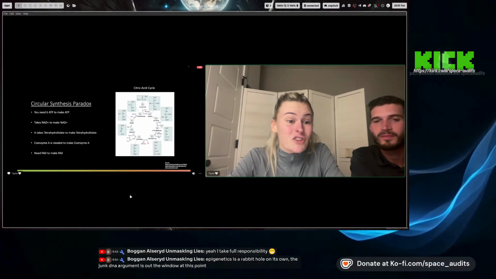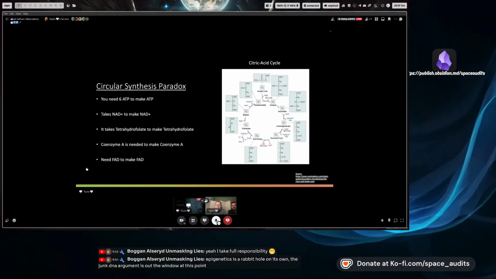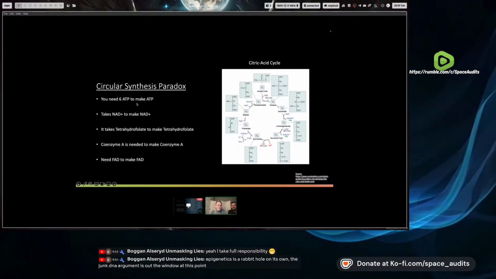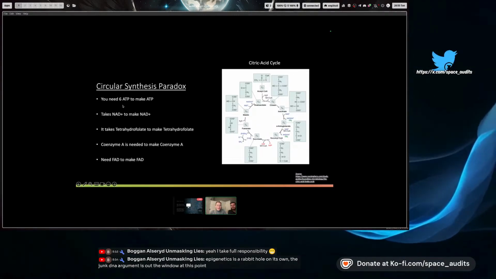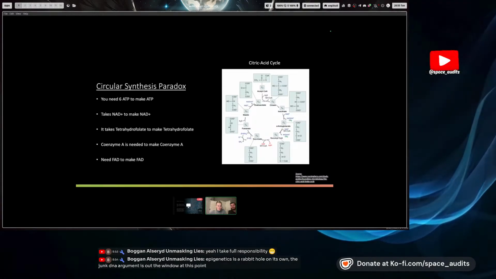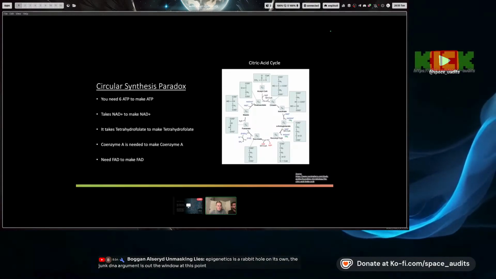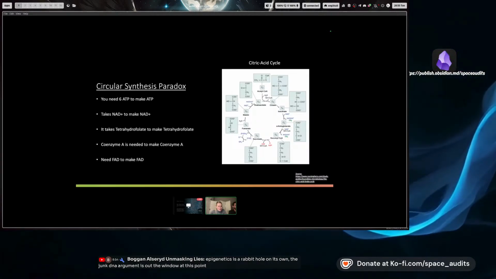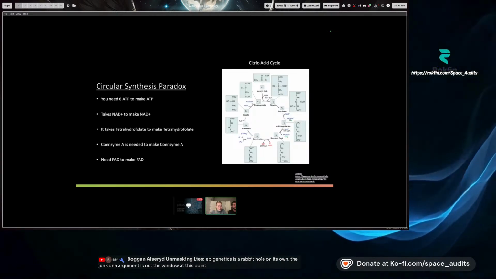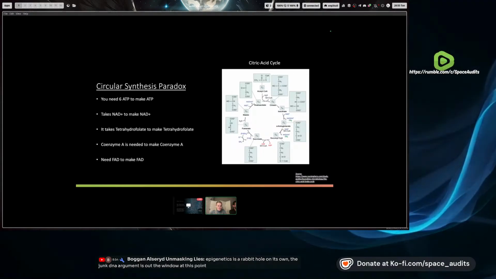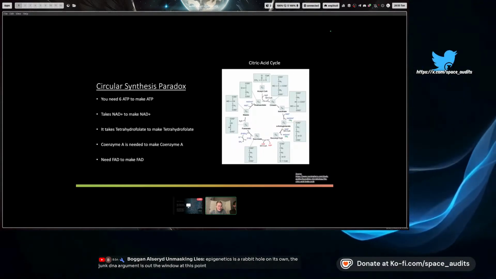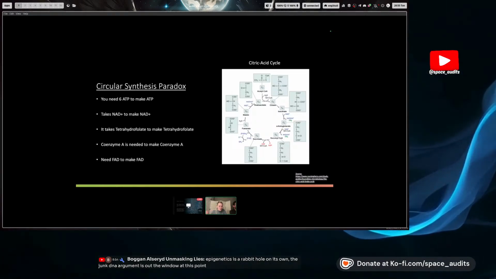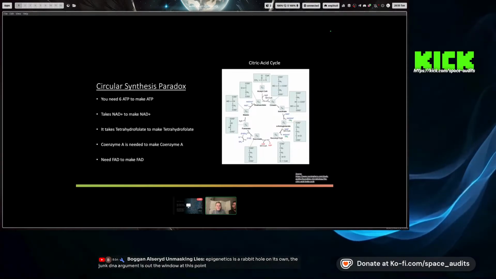Okay, then we also have the circular synthesis paradox, right? So over here is the citric acid cycle. So in the circular synthesis paradox, you need things like ATP to make ATP. So in order to make ATP, which is the energy of the cell, you need 6 ATP. So it's crazy. And then you also need NAD to make NAD. You need tetrahydrofolate to make tetrahydrofolate. Coenzyme A is needed to make coenzyme A. And then you need FAD to make FAD. So you have all these circular synthesis reactions, and which one comes first, you know?